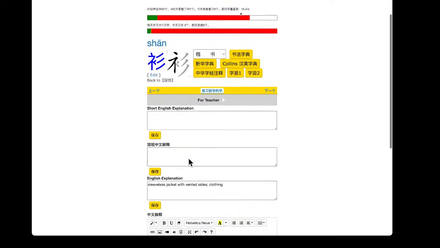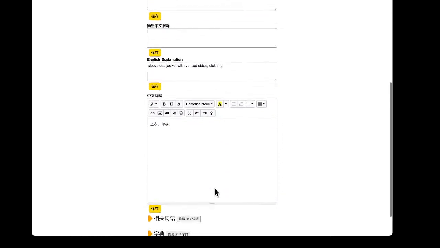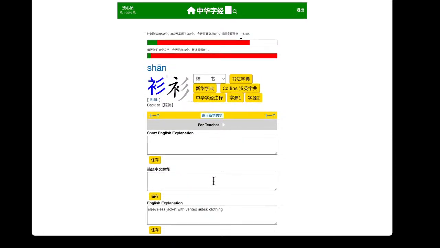Next one, Shan. Shan means a sleeveless jacket with vented side. That's the original meaning, but in the modern context, shan really means a shirt.